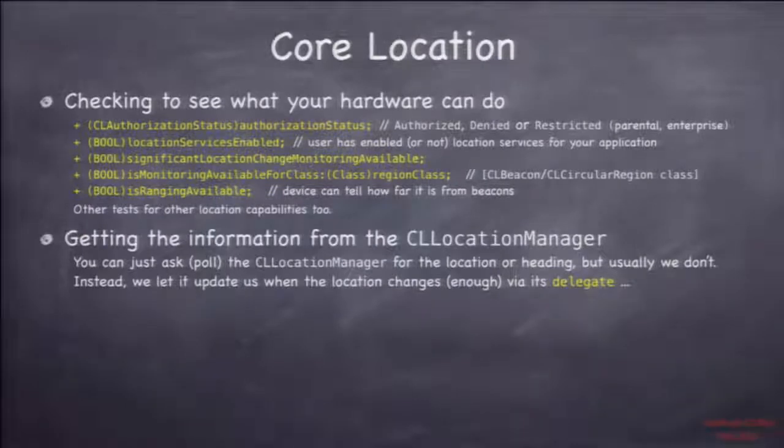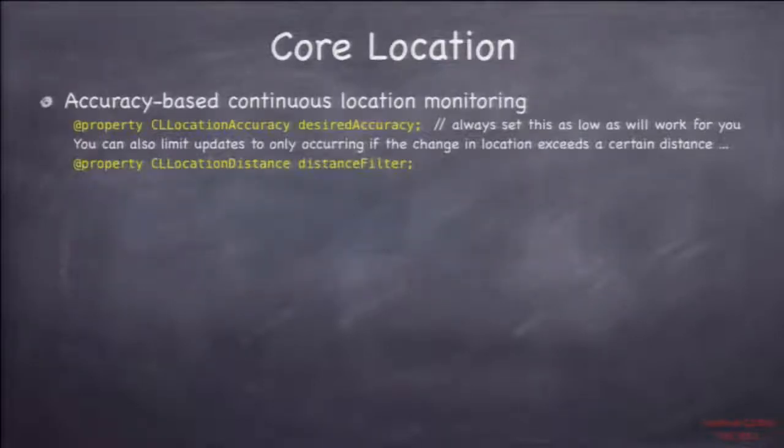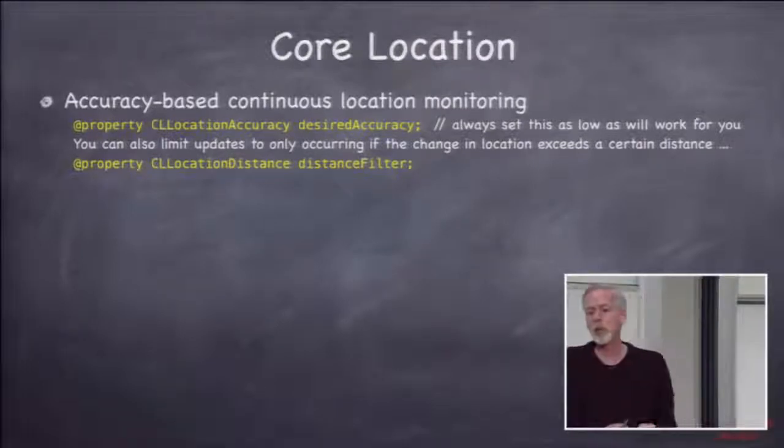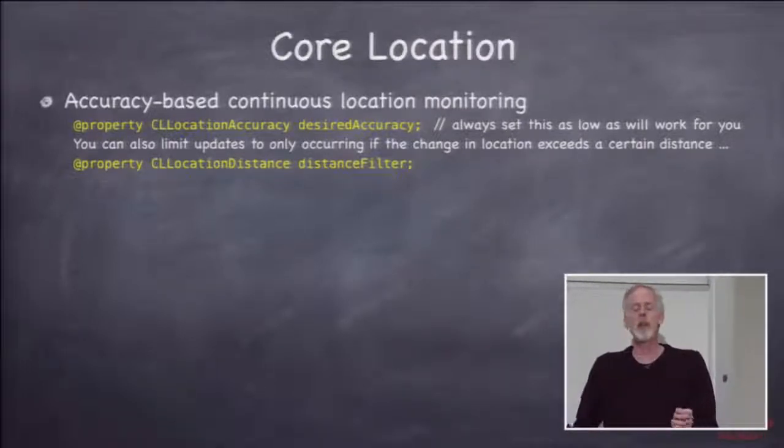Then, getting it, you can ask a location manager, where am I right now? Kind of poll it. We never do that. We use this delegate thing. So let's talk about how the delegate thing works. First, you specify the accuracy. This is a location manager property, desired accuracy. I showed you the accuracies before. Specify that. And then you can also specify a distance filter. In other words, until the user moves at least this far, don't even tell me.